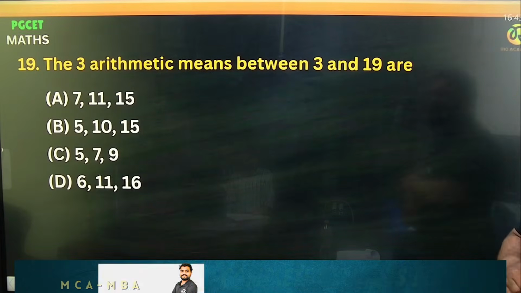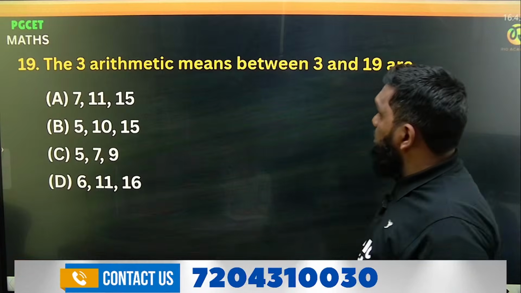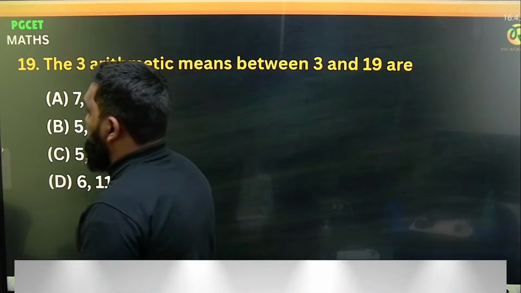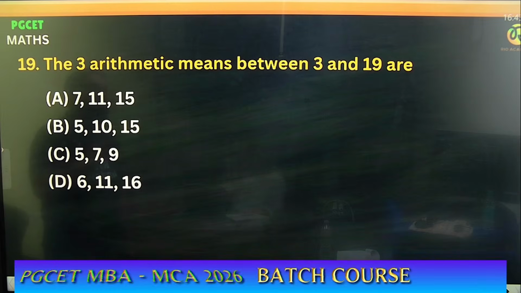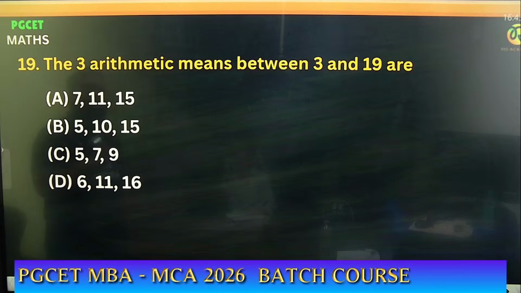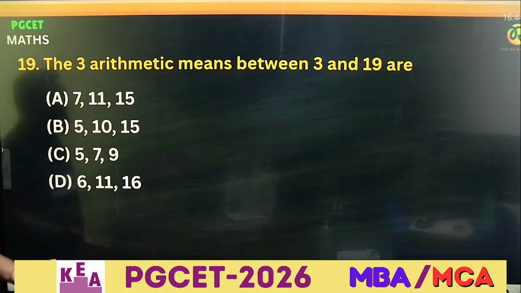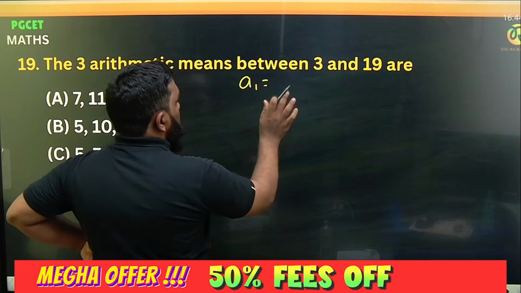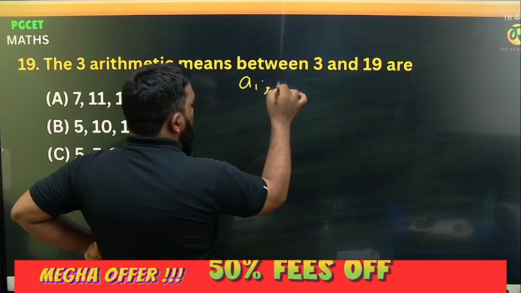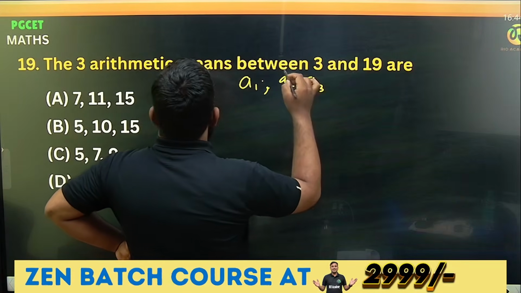The next question. The three arithmetic means between 3 and 19. We need to find the 3 arithmetic means A1, A2, A3.